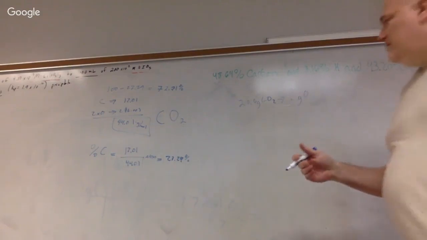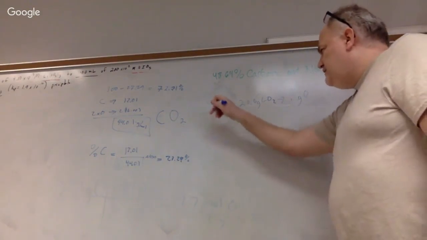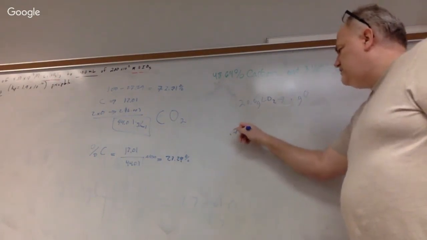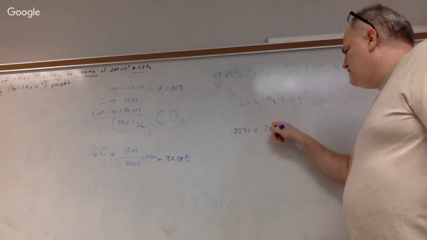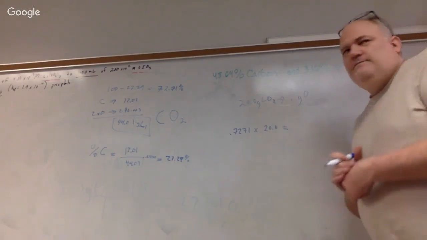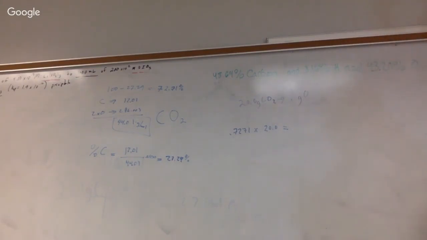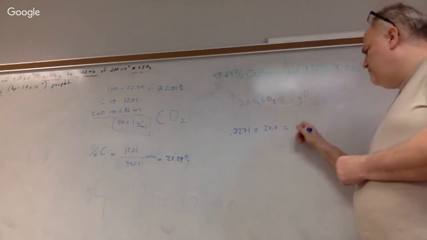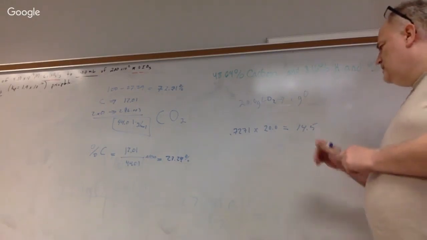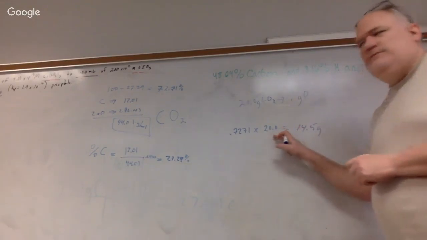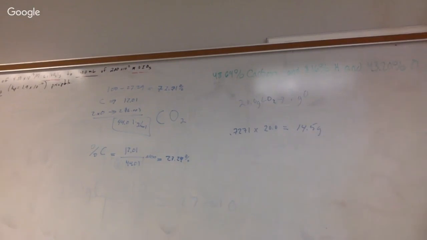So in this case right here, couldn't I go, all right, well, 72.71% would be 0.7271 times 20.0? What does that give me? 14.5 something. Yeah. So of the 20 grams, 14.5 grams of that would be oxygen. Wouldn't the remainder of it be carbon?